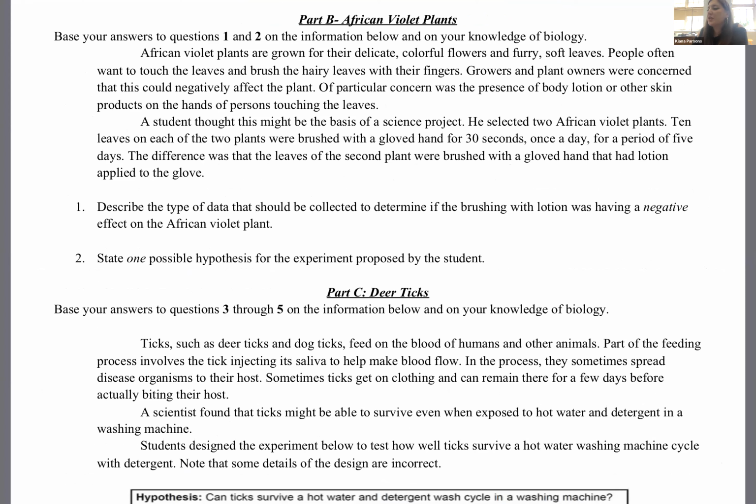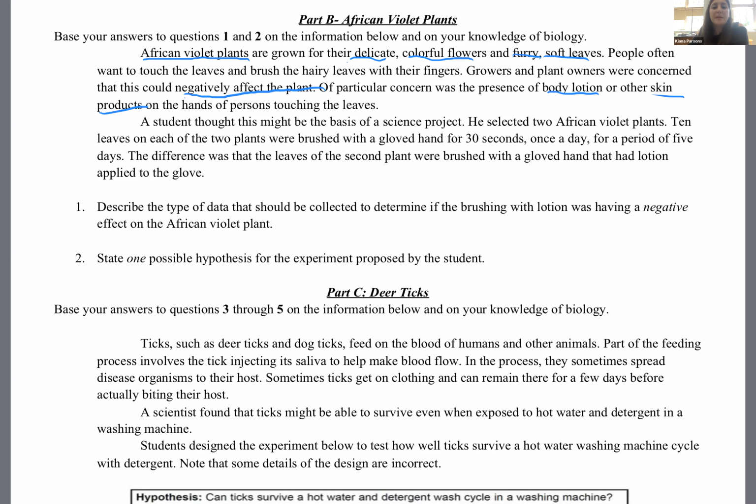Base your answers to questions 1 and 2 on the information below and on your knowledge of biology. African violet plants are grown for their delicate, colorful flowers and furry, soft leaves. People often want to touch the leaves and brush the hairy leaves with their fingers. Growers and plant owners were concerned that this could negatively affect the plant because so many people were touching the leaves. Of particular concern was the presence of body lotion or other skin products on the hands of persons touching the leaves.